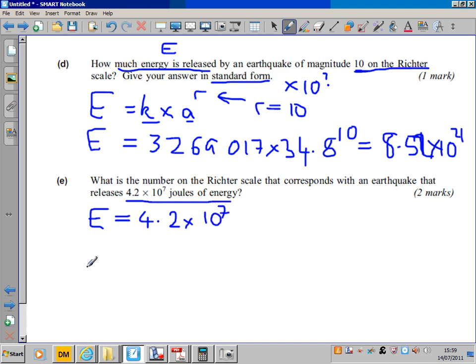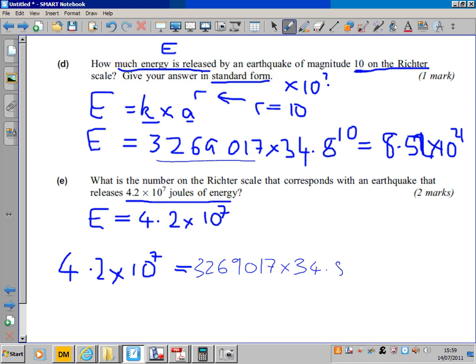So I sub that into my equation, and I get 4.2 times by 10 to the 7 is equal to K, which was this number, 3269017, multiplied by A, which was 34.8 to the power of R. And I've got to find what R is. So what I need to do is remove all of the stuff on this side of the equation, so that I can work out what my value of R is equal to.